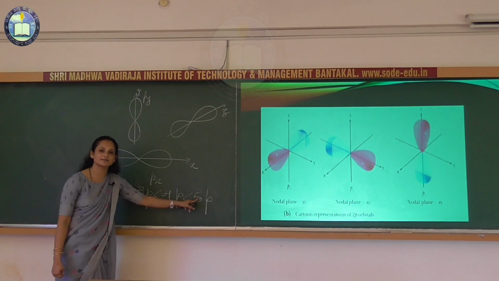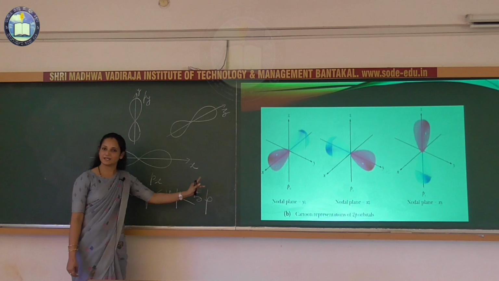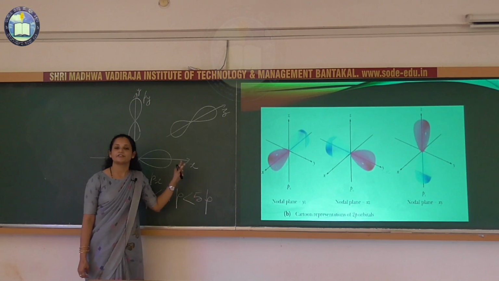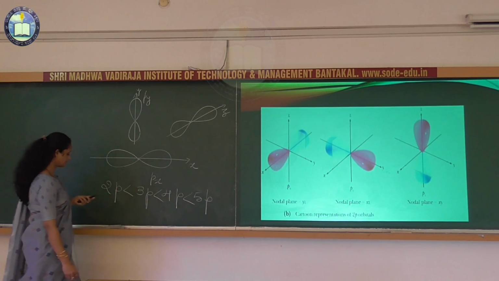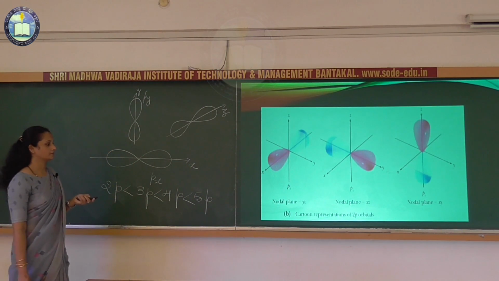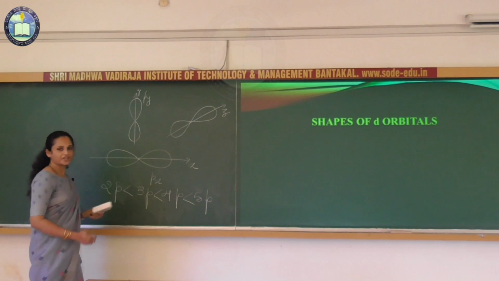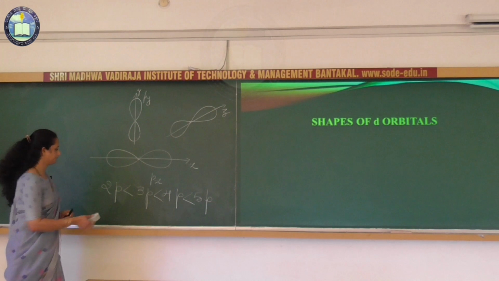As we have discussed in the s orbital concept, the shape remains the same, but the energy and the size increase with increase in the value of n. Here also, the shape of the d orbital. Let us see what shape the d orbital has.